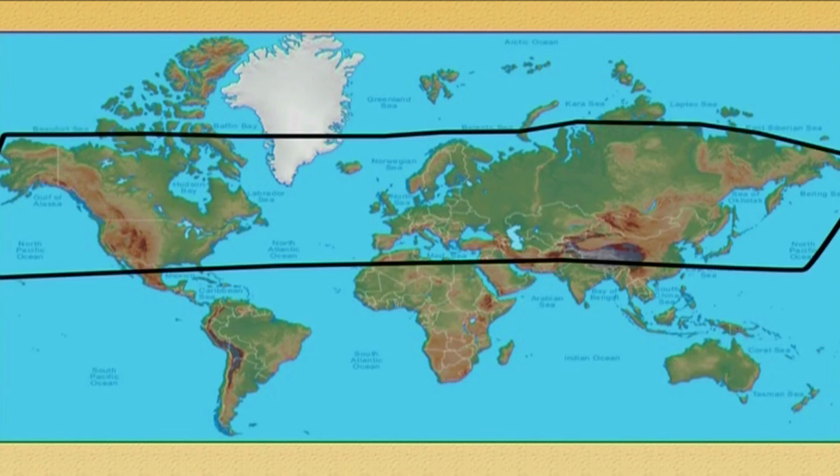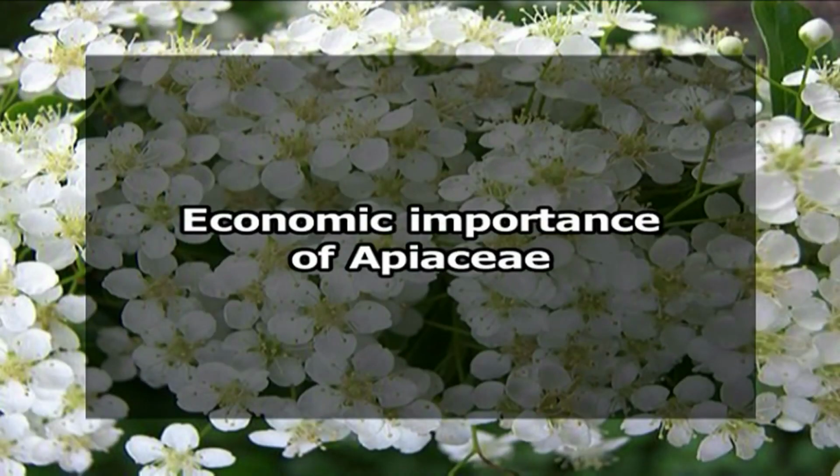Members of this family Apiaceae are widespread all over the world, but their main distribution is in the north temperate regions of the world. Now let us discuss the last part of today's lecture, that is the economic importance of family Apiaceae. The members of family Apiaceae are of huge economic importance.